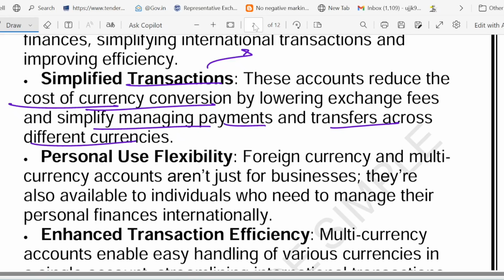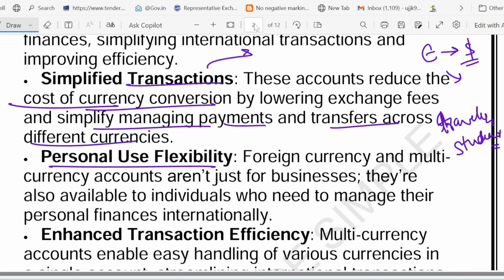For example, suppose you are a freelancer, you are getting paid in euro but live in the dollar. Okay, so a euro account lets you hold and spend euro without converting them immediately. Then the next point, we have personal use flexibility. It means that it is not just for business, individuals like expats, travelers, students abroad who are living abroad, they can also use this account. For example, take the example of a retiree who is living in Spain but receiving a pension in dollars. So he can keep dollars in their account and convert only what they need, avoiding extra fees.